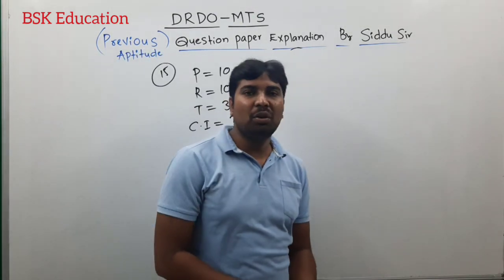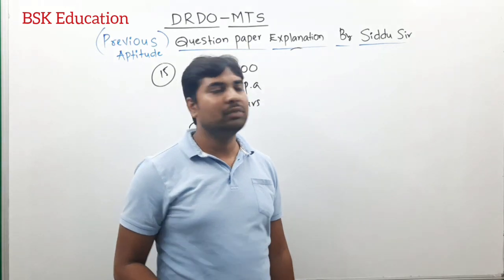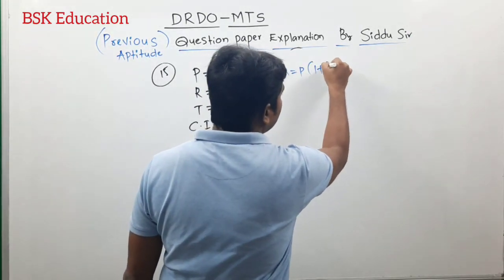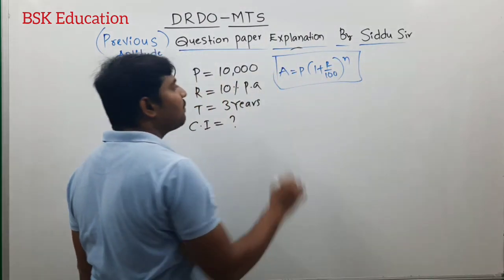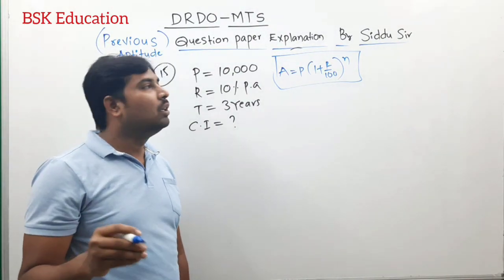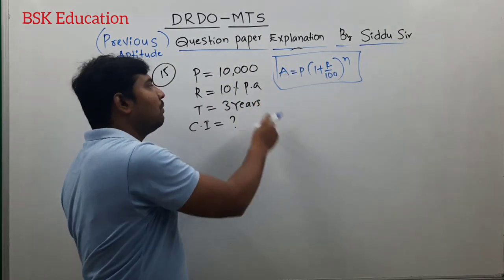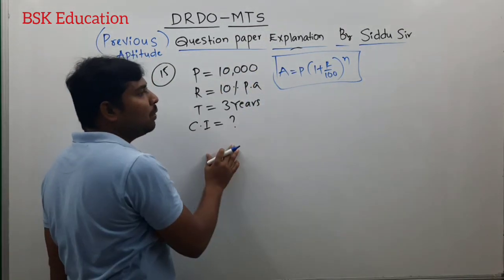So see guys, don't use A is equal to P of 1 plus R divided by 100 whole power of n. So don't use this formula. A is equal to P of 1 plus R divided by 100 whole power of n. By using this formula, you will get the answers, but it will take more and more time. So that's the reason you should not use this type of formula for the basic questions. So this is very simple.